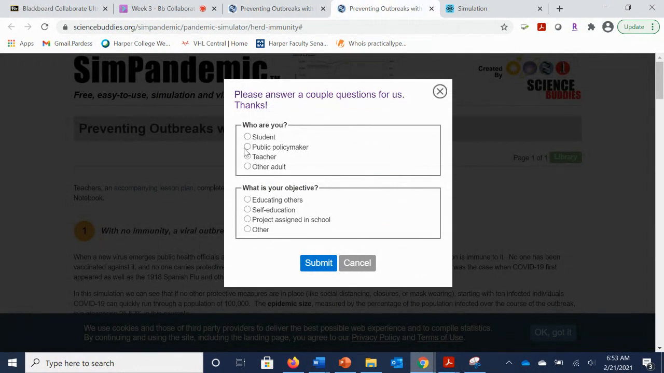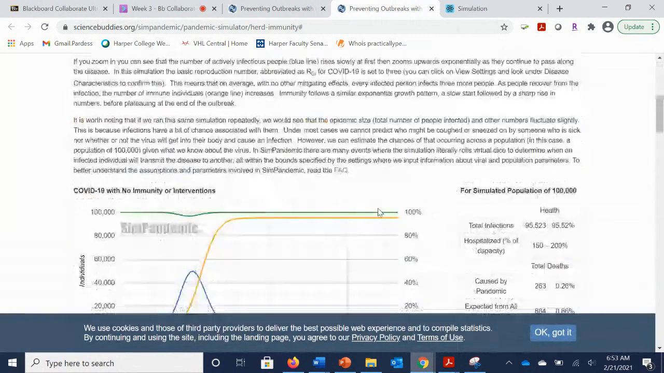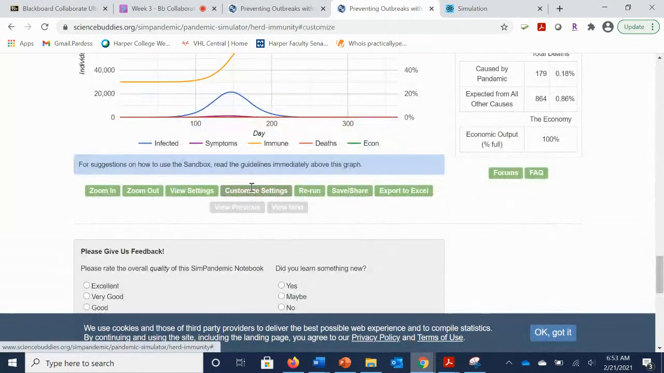You might have to sign in. Let's go back. Customize settings.